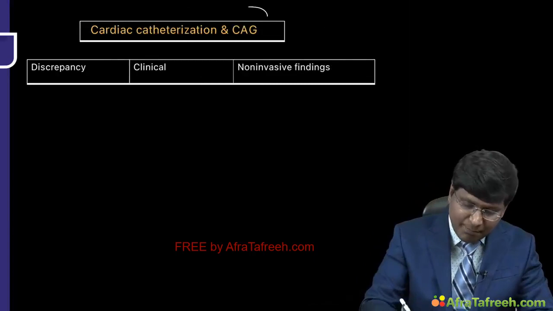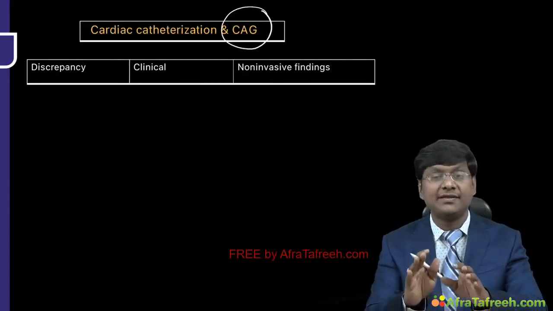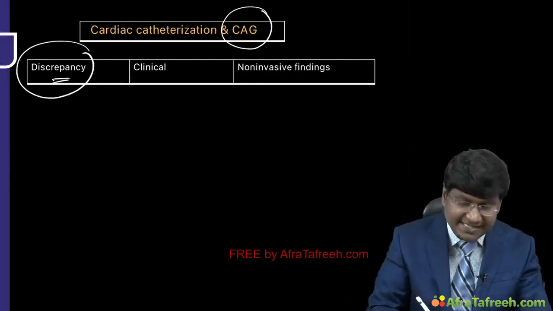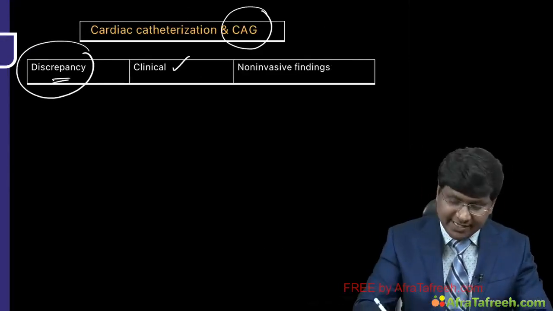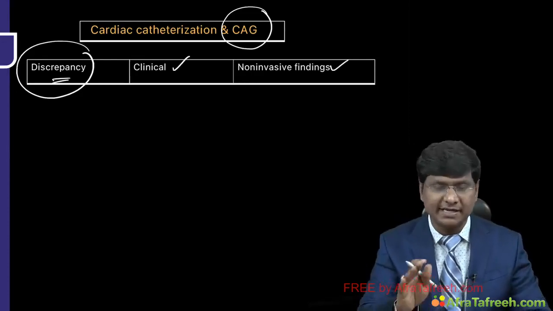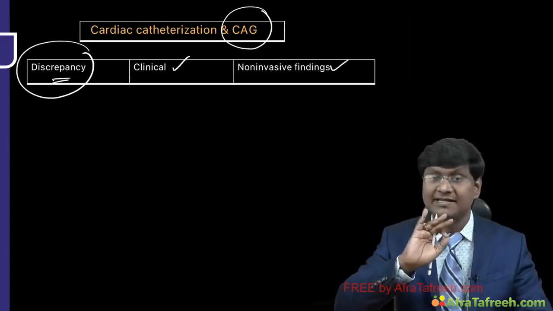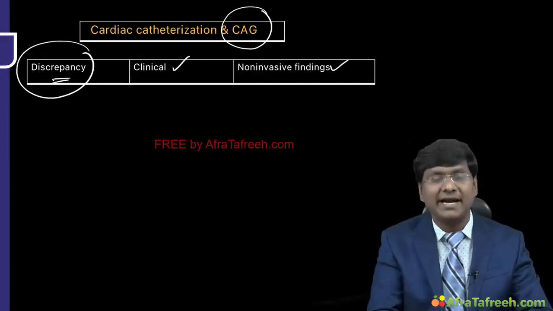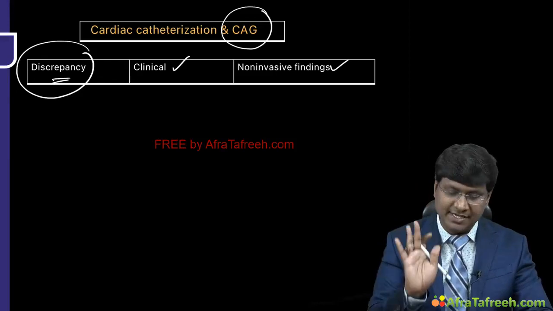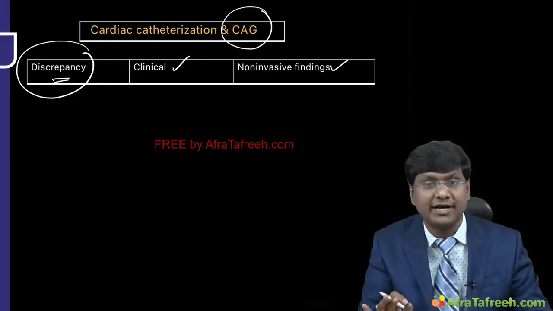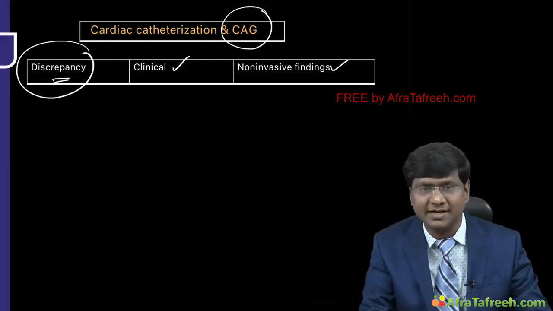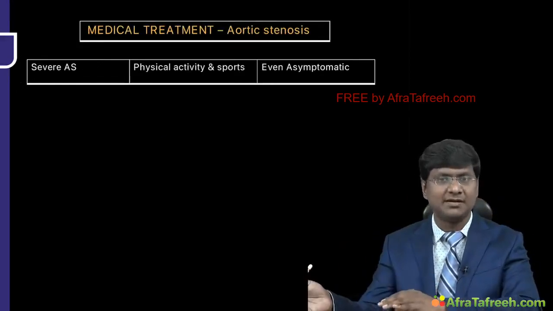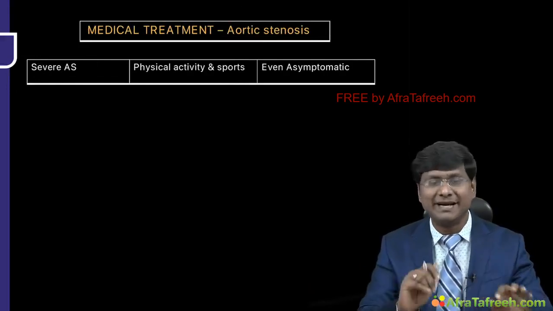And the importance of the coronary angiogram and cardiac catheterization lies mainly when there is a discrepancy between the clinical as well as the non-invasive findings. Clinically, it appears like there is severe aortic stenosis, but non-invasive investigations are showing that it is a mild aortic stenosis. If there is a discrepancy, then cardiac catheterization and coronary angiogram are of very important clinical importance, right? Okay, before going on to the operative or surgical interventions, let me first discuss the medical treatment.